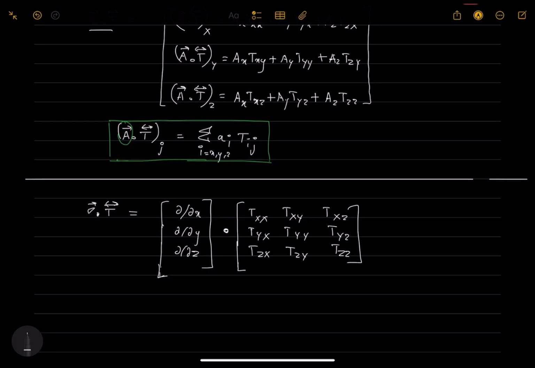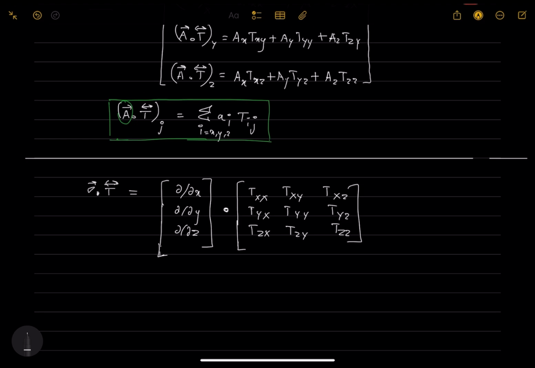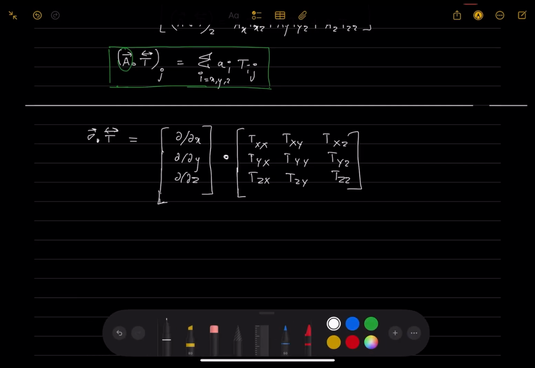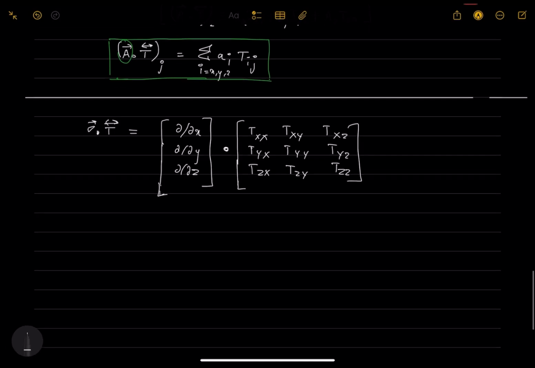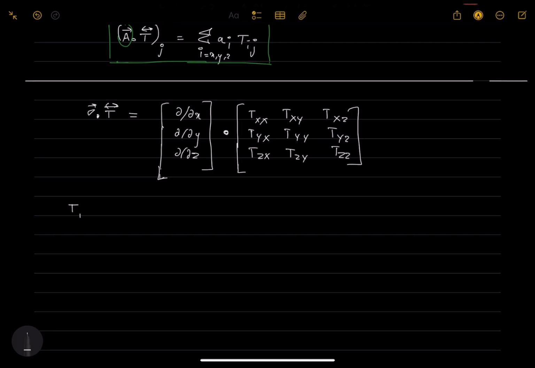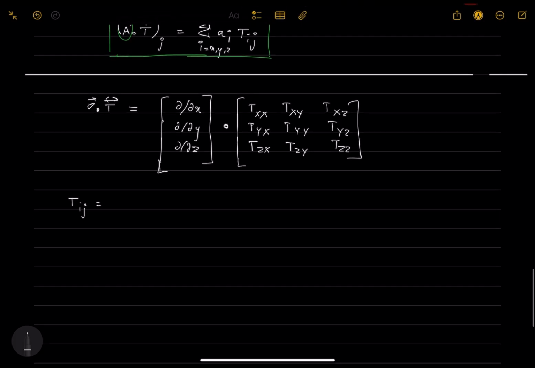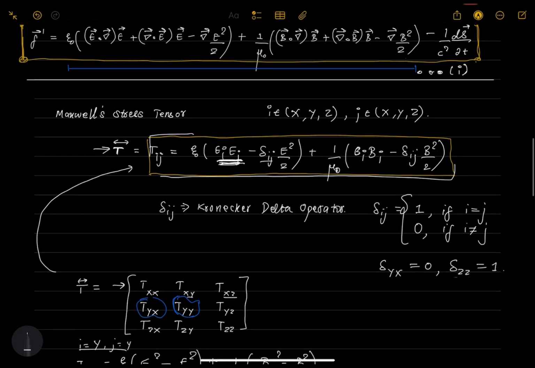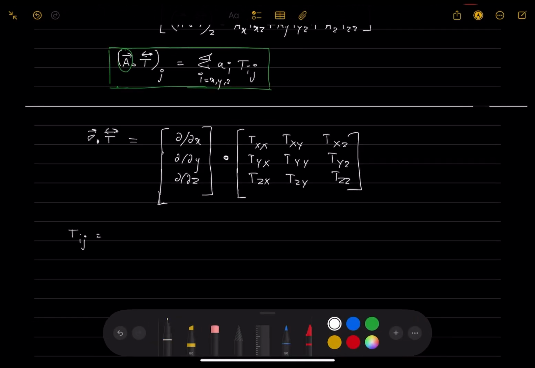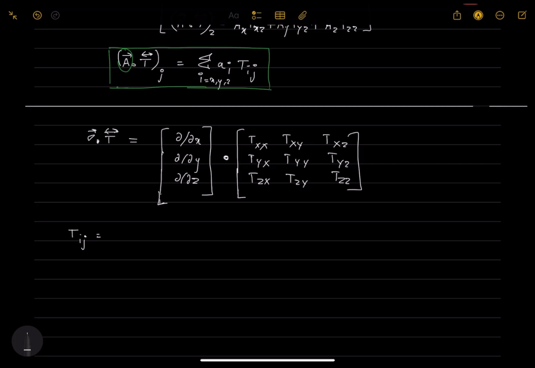All right, so we're going to take this particular dot product. Remember our initial definition of the stress tensor, where we said that the ij element was defined. So I'm going to write this particular definition for what the Maxwell stress tensor was again. This is the Maxwell stress tensor for E and B fields in space. Let's write that again, and let's try to take this dot product this time.